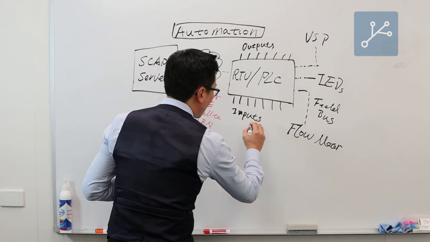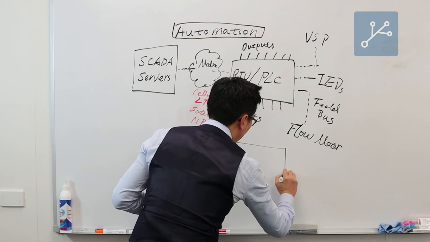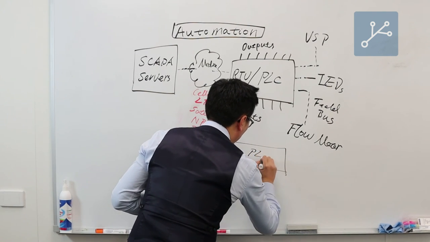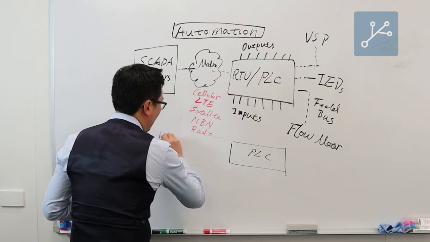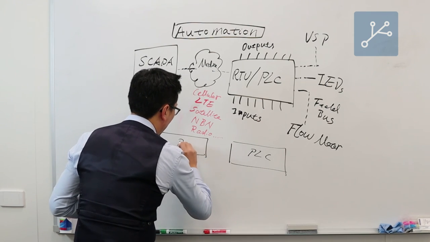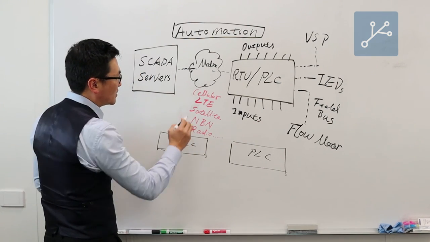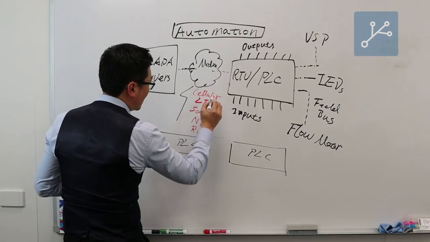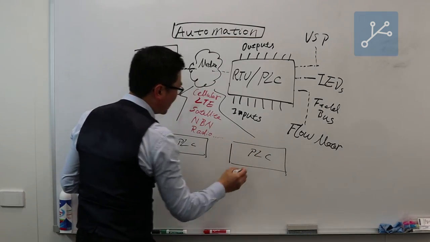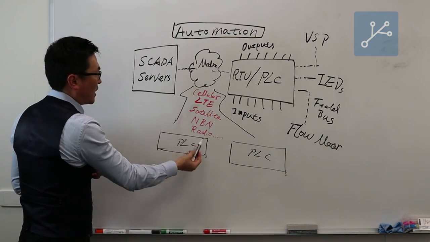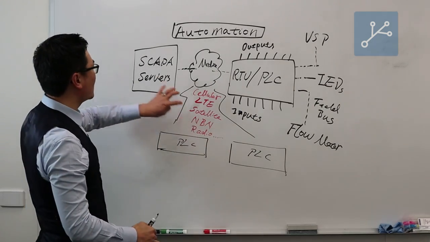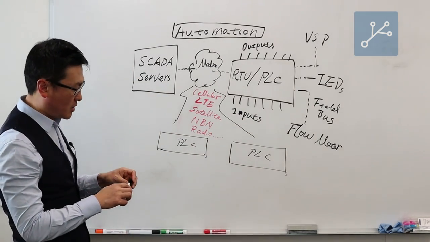And of course, these diagrams can be distributed. The control systems can be distributed into different locations, and all the data can be concentrated back to the same SCADA server.